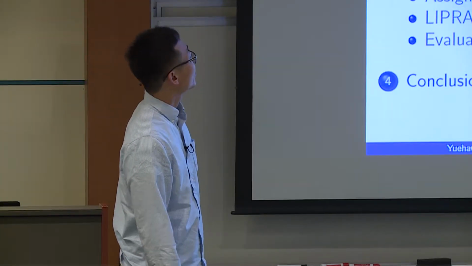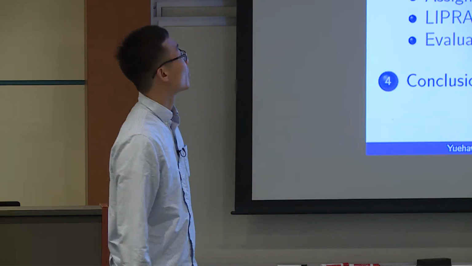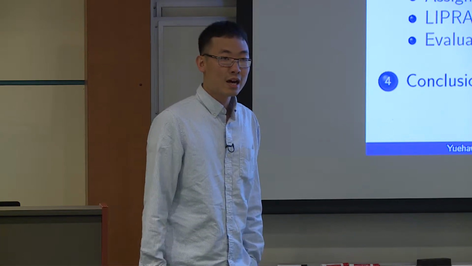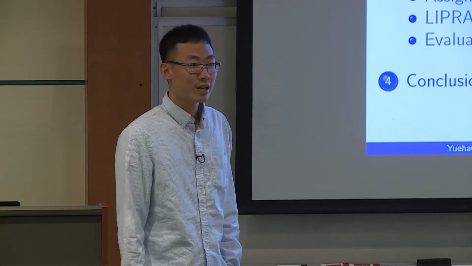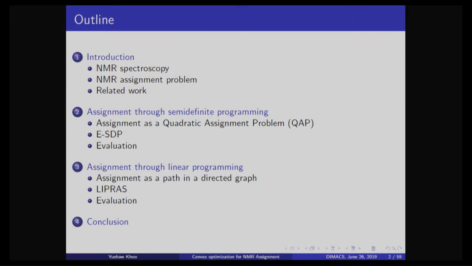All right. First, I'm going to talk about NMR spectroscopy in order to introduce the problem properly, and I'll talk about how the NMR assignment problem arises in this application, and I'll survey some related work. Then I'll talk about some approaches that we have taken to solve it. First, we formulate it as a quadratic assignment problem. Then later, we also try approaches like formulating it as a shortest path problem, which works better. And I'll conclude.